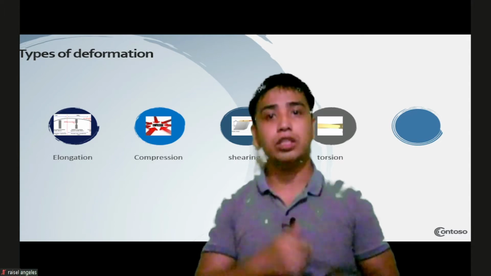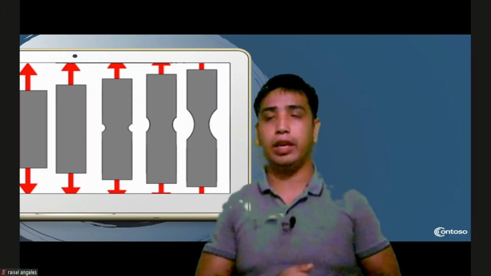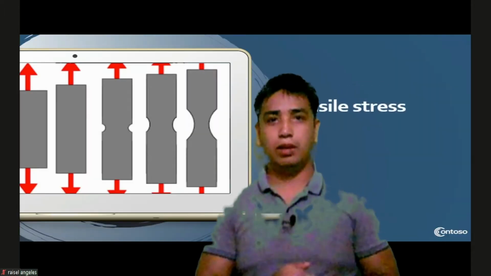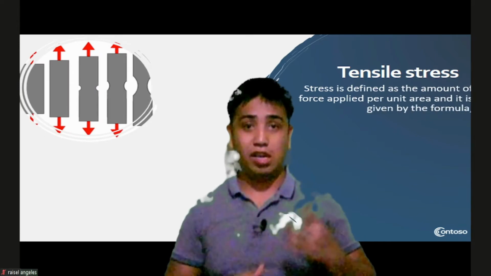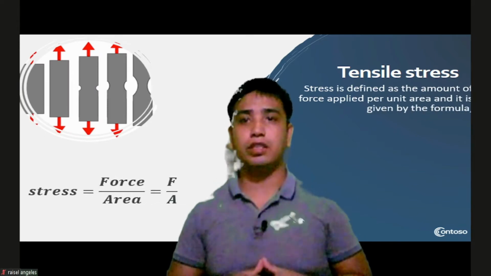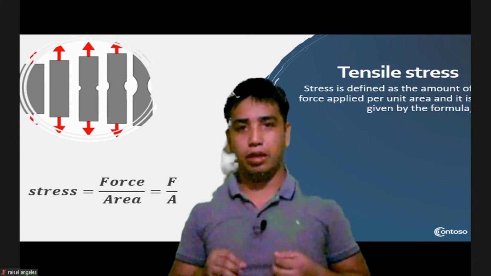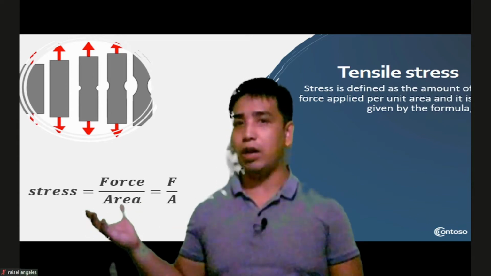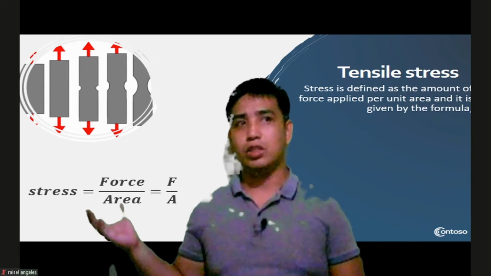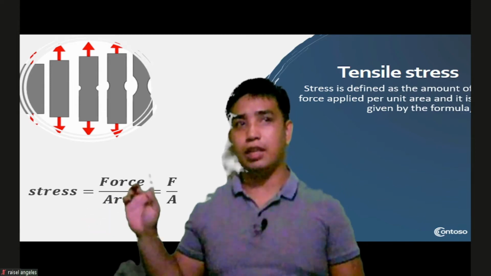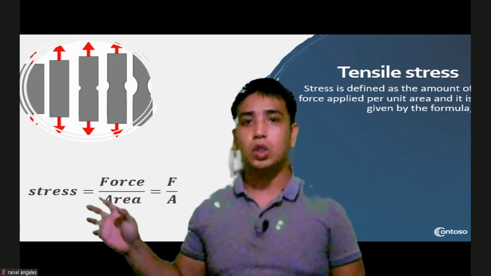The elongation process is actually caused by tensile stress, or when we pull it apart. Tensile stress can be calculated using the formula F over A, because this is defined as the amount of force applied per unit area, and you can see that the formula is right beside me. So F here is the amount of force, and that must be perpendicular to the area.